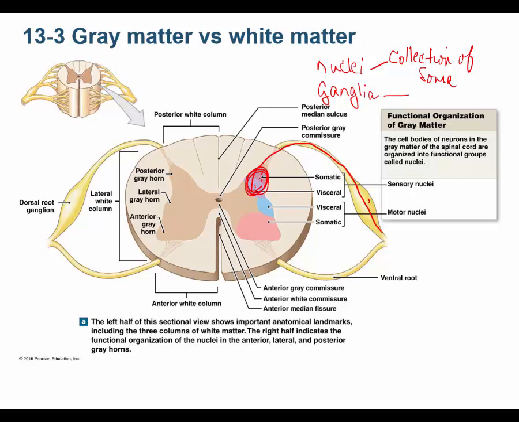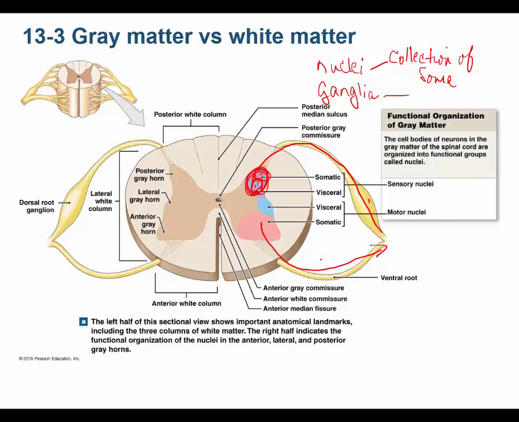And I can see in my gray matter that I actually have an area that has somatic sensory nuclei, and I have an area that has visceral sensory nuclei. And so the somatic sensory nuclei and visceral sensory nuclei are separated in the spinal cord. There's organization there. And then these interneurons are going to synapse with motor neurons that are going to leave through the ventral root and go out to my muscles.